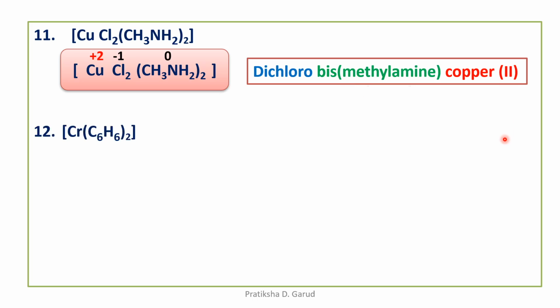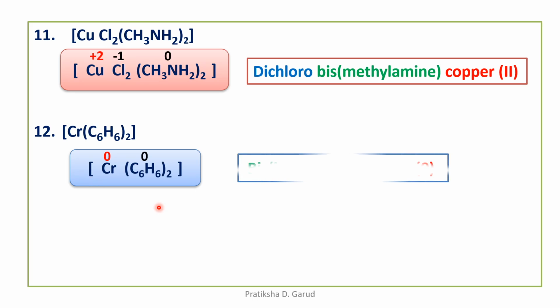Next one is the Cr(C6H6)2. So in this example, the chromium is the central metal atom for which we have to find out the oxidation number. Then this C6H6 is the neutral ligand, therefore it is having 0 charge and hence chromium is having the oxidation state 0. So its name will be bis. Bis means 2 benzene and chromium is having the 0 charge. So it is named as bis benzene chromium 0.